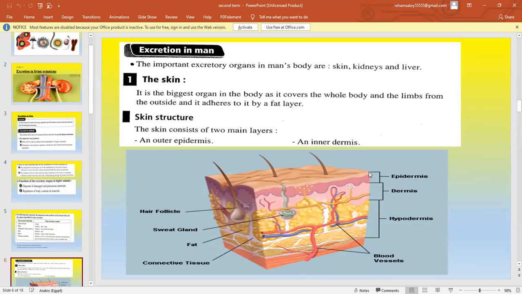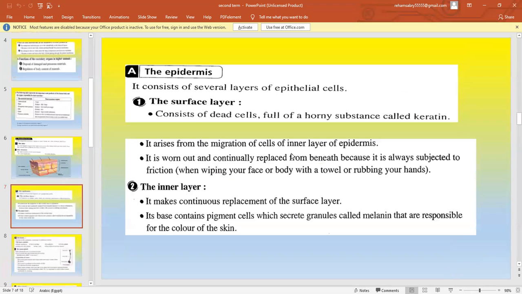Okay, so I have 2 main parts: the outer layer, which is called the epidermis, and the main layer, which is called the dermis. The epidermis already consists of several layers of epithelial cells. We have talked about the epithelial cells before, and we learned that the epithelial cells sit beside each other, circular or oval shaped, very simple cells. The name epi means covering a surface.